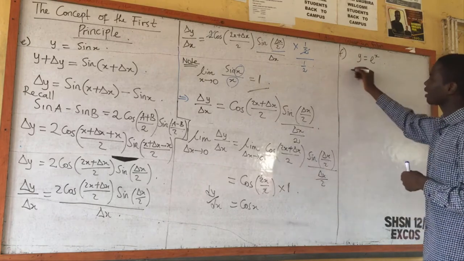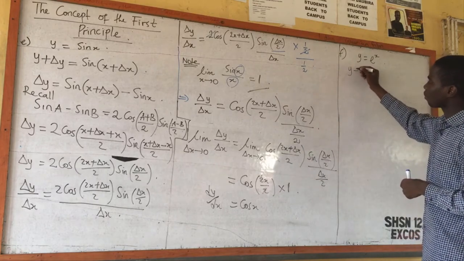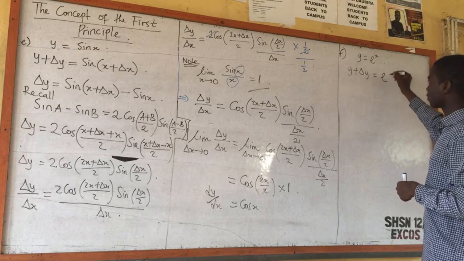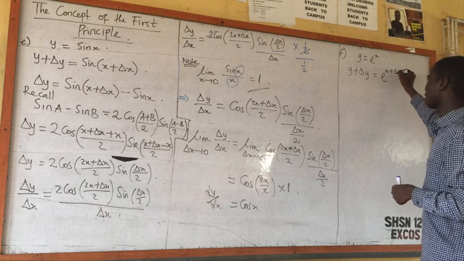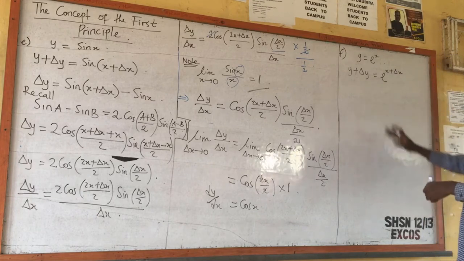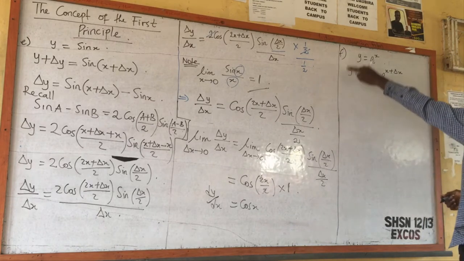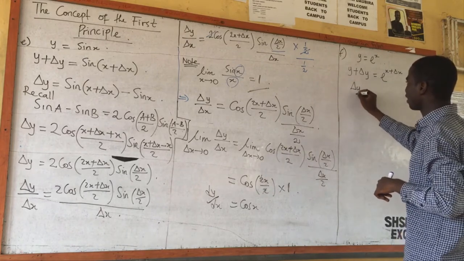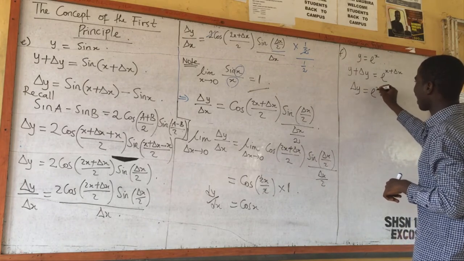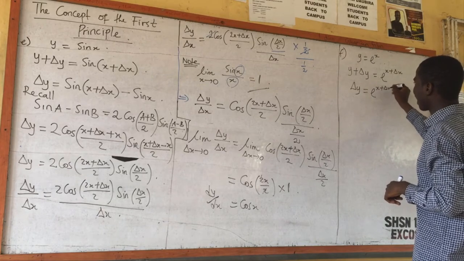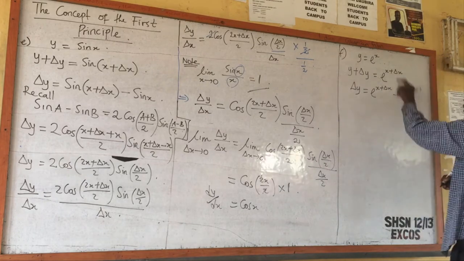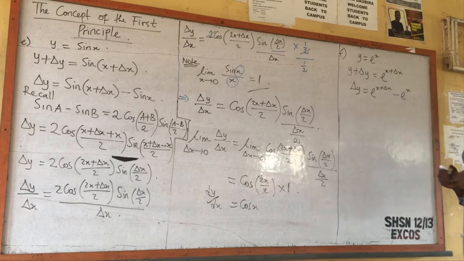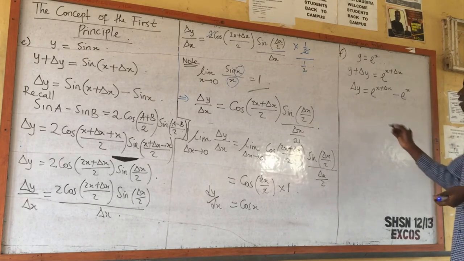So let's start. Add increment: y plus delta y equals exponential s plus delta s. Subtract y from both sides. Y will come to the other side. I have delta y is equal to exponential s plus delta s minus y. But y is exponential s. So from here, what do I have?